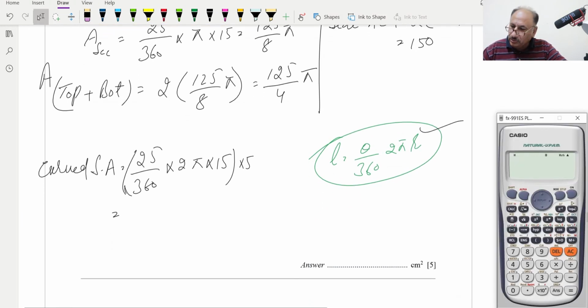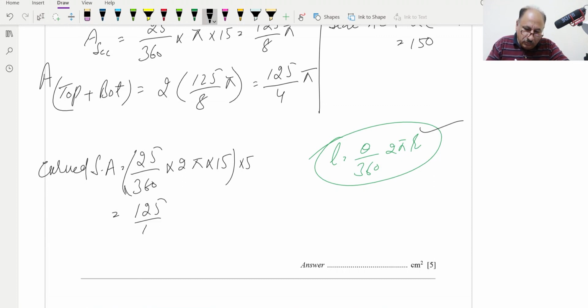This will be 25 over 360 into 2 and pi multiply by 15. Oh, sorry, we have to shift over here and multiply by 2 and pi and multiply by 15, and this will be equal to this one and multiply by 5 also. So 125 over 12, 125 over 12 pi. This will be curved surface area.